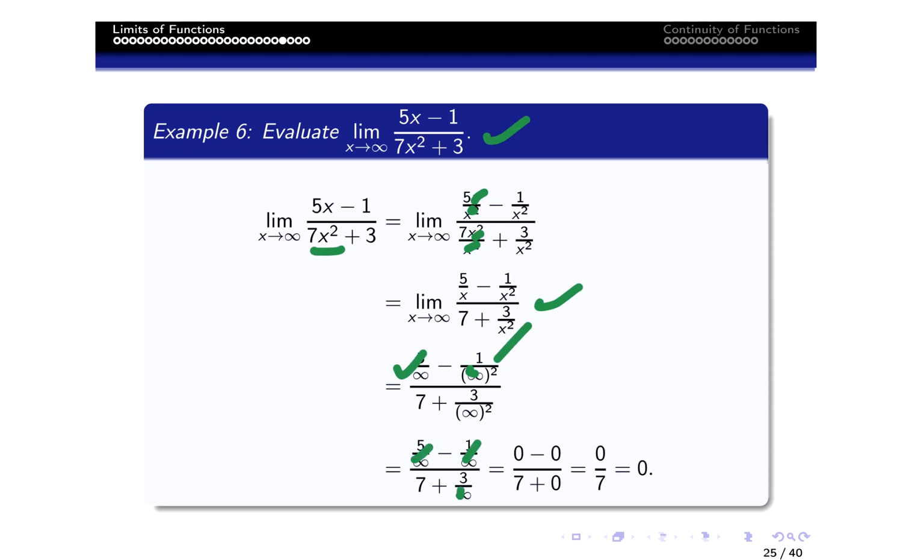Now, like I told you, 0 is a good answer, 0 is not like infinity. So the only bad answer is infinity when it comes to limit. So 0 is a good answer. So the limit of this function is actually 0, okay?